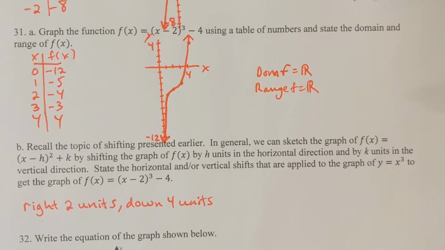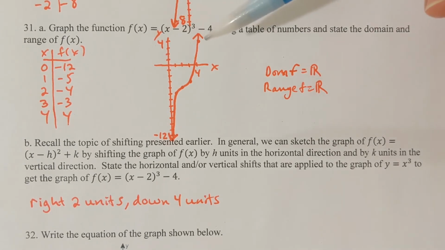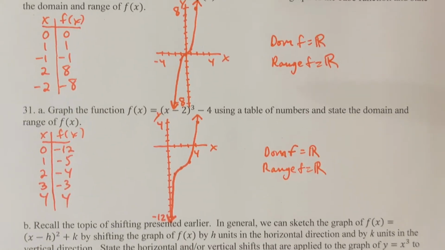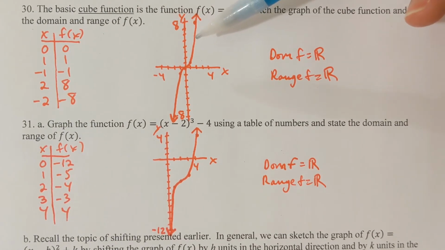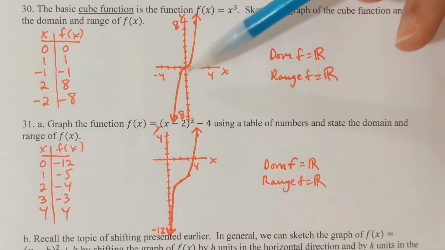Problem 31, we're going to graph the function f of x equals (x minus 2) cubed minus 4 using a table of numbers and then state the domain and the range. Okay, so the first thing that I'd want to know is, I'm going to be graphing a curve that very much looks like what I see here. It's going to be relocated though.